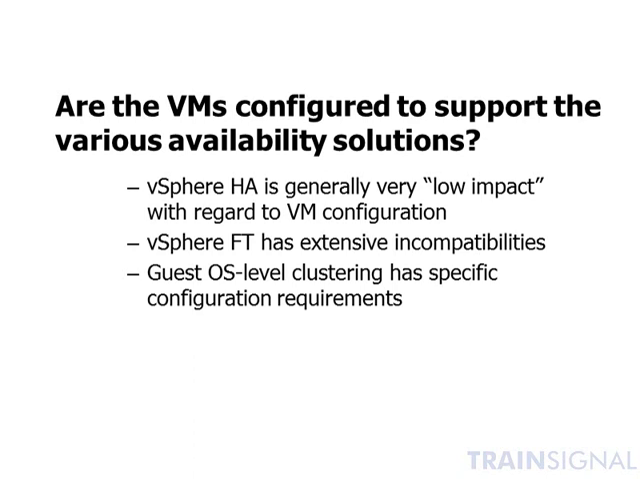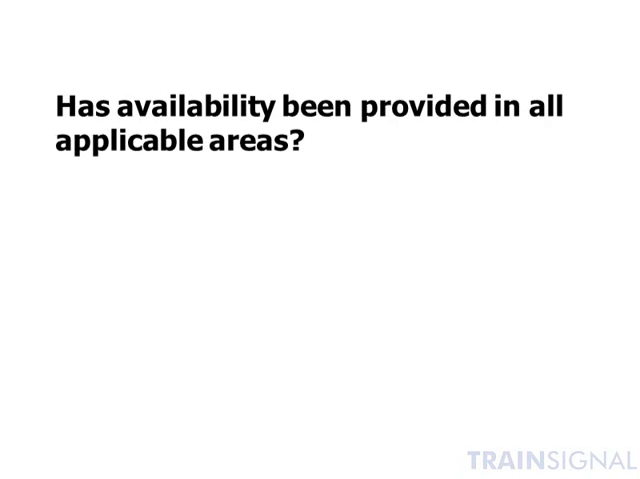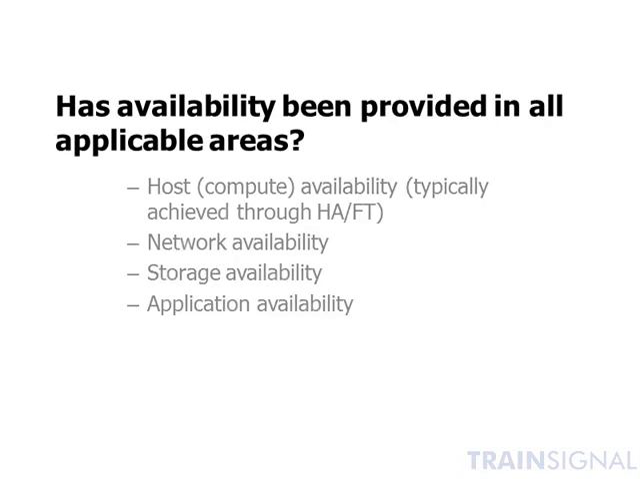The other availability aspect to look at here is whether or not we've provided availability in all available areas. So have we provided host/compute availability, which we would typically achieve through something like vSphere HA or vSphere FT? Have we provided network availability? This is typically accomplished through the use of multiple uplinks out of a virtual switch to multiple physical switches.